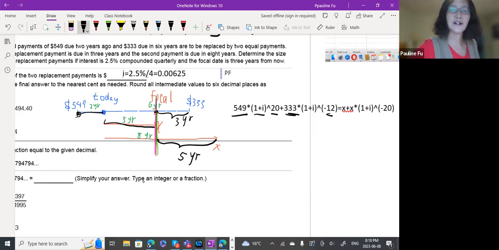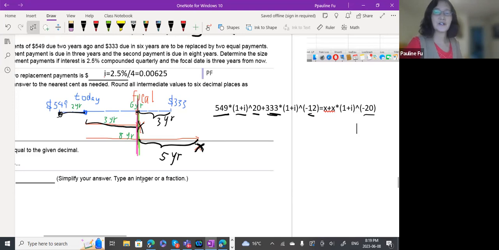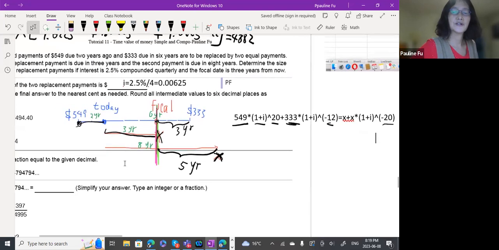So these two values together equal X, this X plus another X is here. Calculate the present value for this X. It is X times (1 plus i) raised to power negative 5 years. 5 years is the same as 20 quarters. So here we get one equation, one unknown. You can solve for X. Questions?